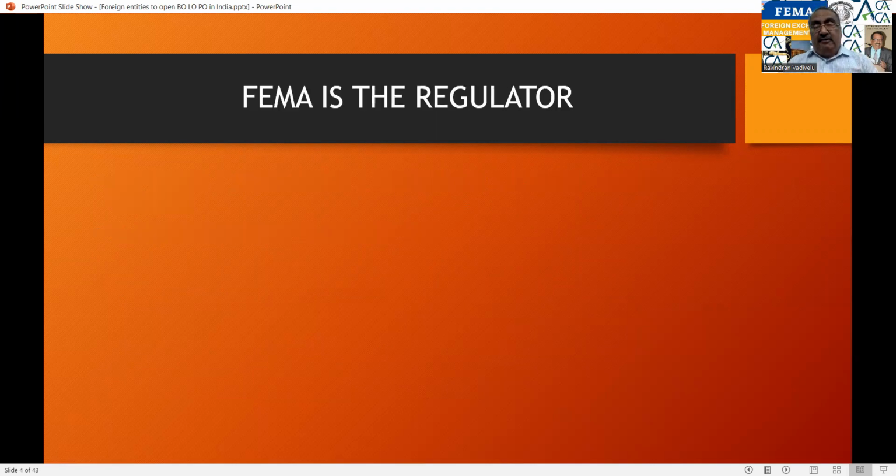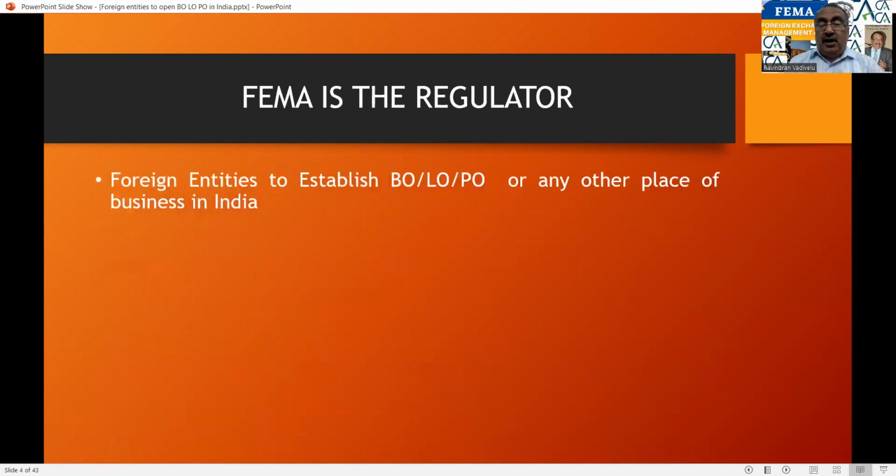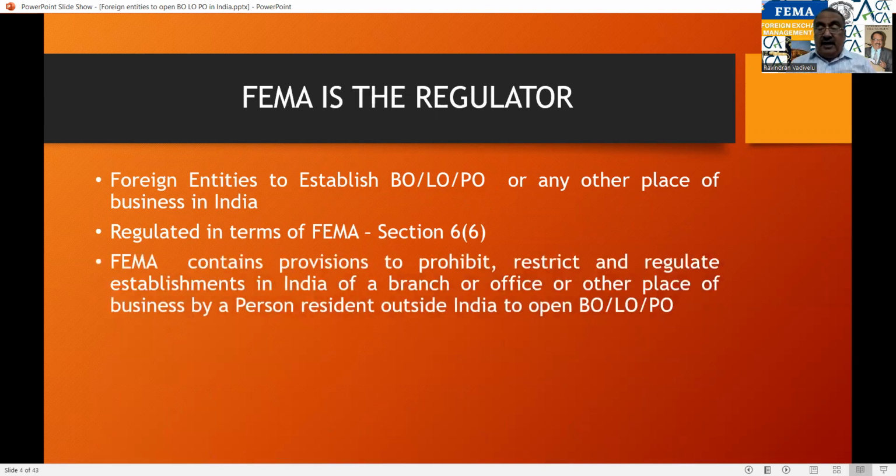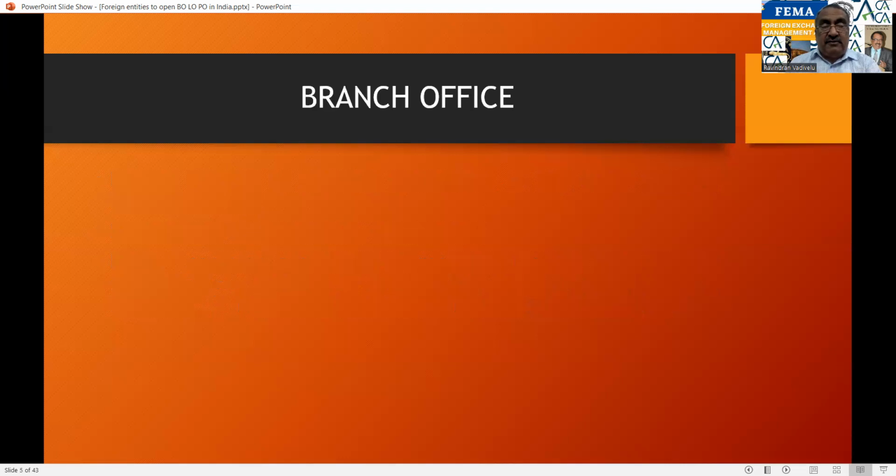FEMA is the regulator for foreign entities to open a branch office, liaison office, or project office in India or any other place in India, and it is regulated in terms of section 6, subsection 6 of FEMA. FEMA contains the provisions to prohibit, restrict and regulate the establishment in India of a branch or office or other place of business by a person resident outside India, and to open a branch office, liaison office or project office in India.